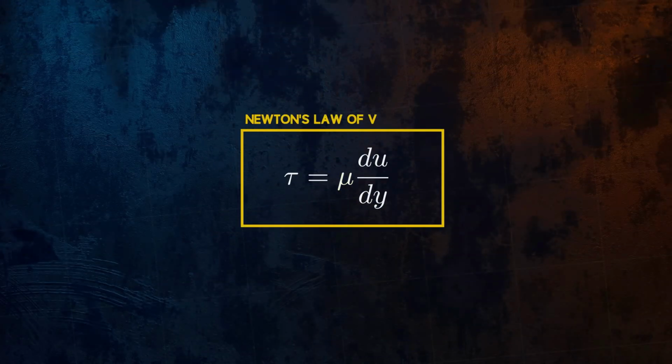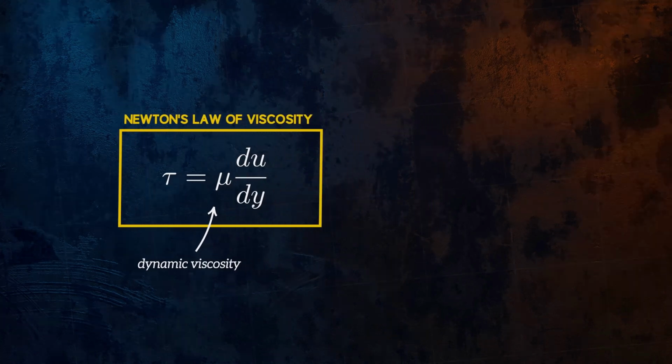This is called Newton's law of viscosity, and fluids that obey it are said to be Newtonian. It describes how easily a fluid will flow. The viscosity mu is sometimes called the dynamic viscosity, as this differentiates it from the kinematic viscosity, which is the dynamic viscosity divided by the fluid density.